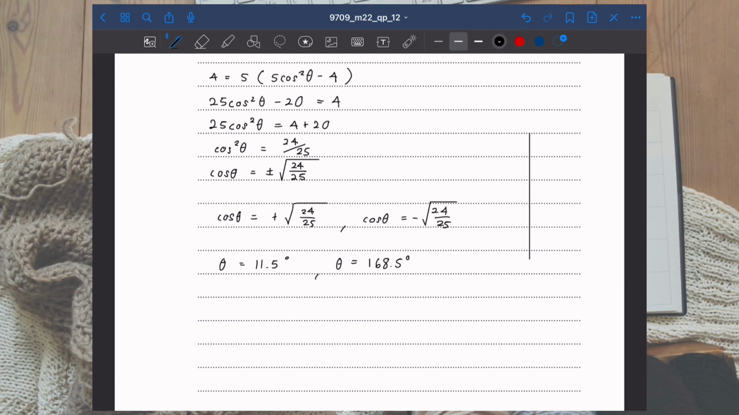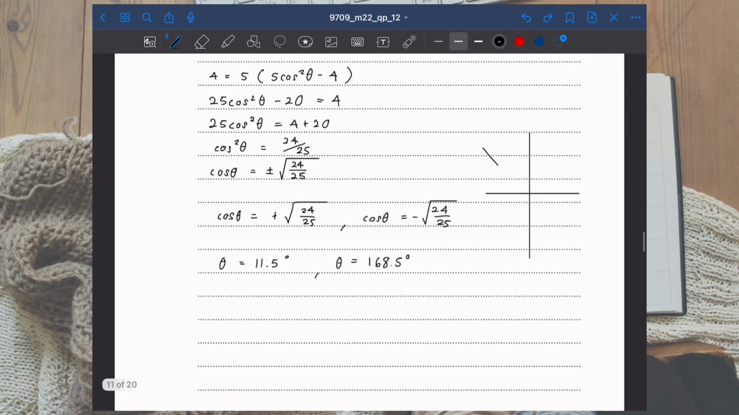So your angle will lie between here and here. So this will be your first angle, and this will be your second angle.